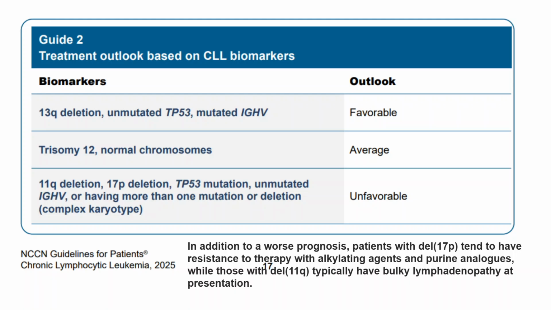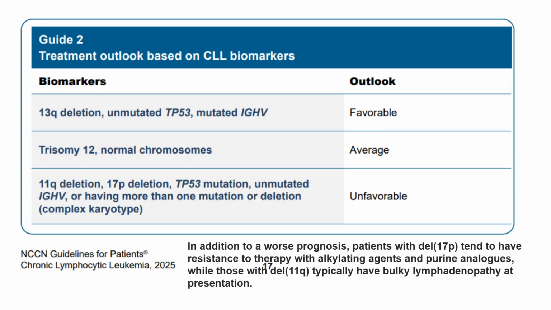If the patients have unmutated chromosomes, the outcome would be better, favorable. Whereas those which have a deletion, 11q deletion or 17p deletion, or mutation of the chromosome, their results would be unfavorable. That's the prediction of the prognosis, which would be one of the important issues.